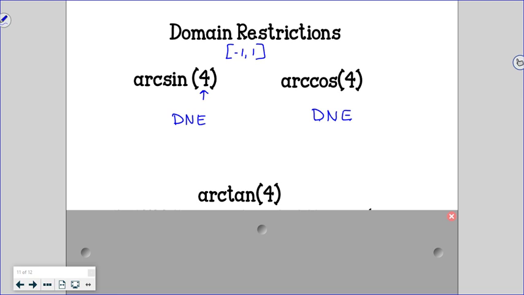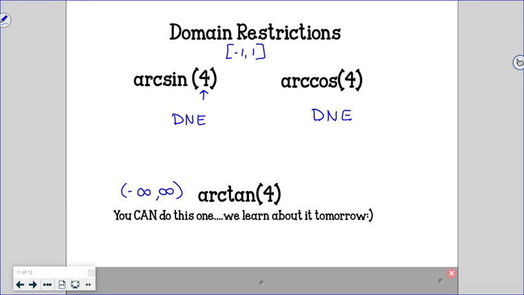Tangent, however, had arrows that pointed both directions, right? So its domain was unrestricted. It goes from negative infinity to infinity. We can plug in all numbers to an inverse tangent function. Now, we don't have the tools right now to figure out what the inverse tangent of 4 is, but on Monday you will. I know it says tomorrow, not tomorrow, Monday. You guys will learn how to do that, okay? Any questions for me?